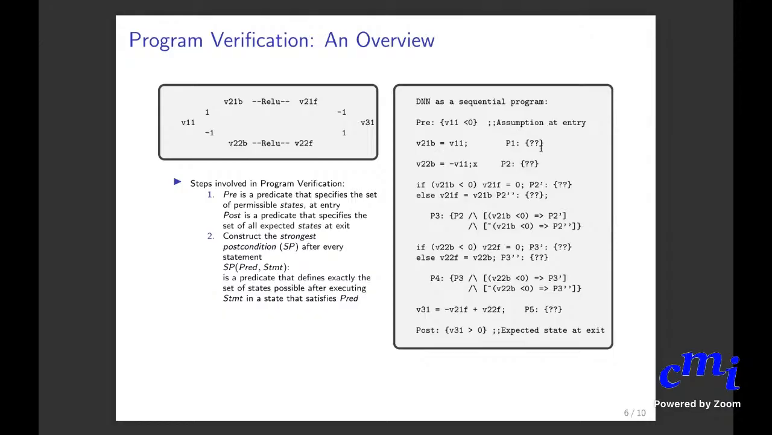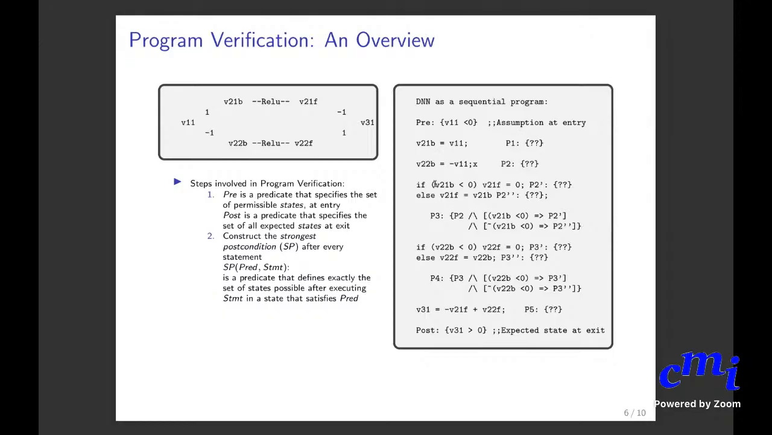So that is what is called the strongest postcondition. What is it that you can assert after each of those statements? In this case, it is quite simple because they are all fresh variables. Therefore, here, for example, you can make the assertion that V21B is always equal to V11. Similarly, at P2, V22B is equal to minus V11.